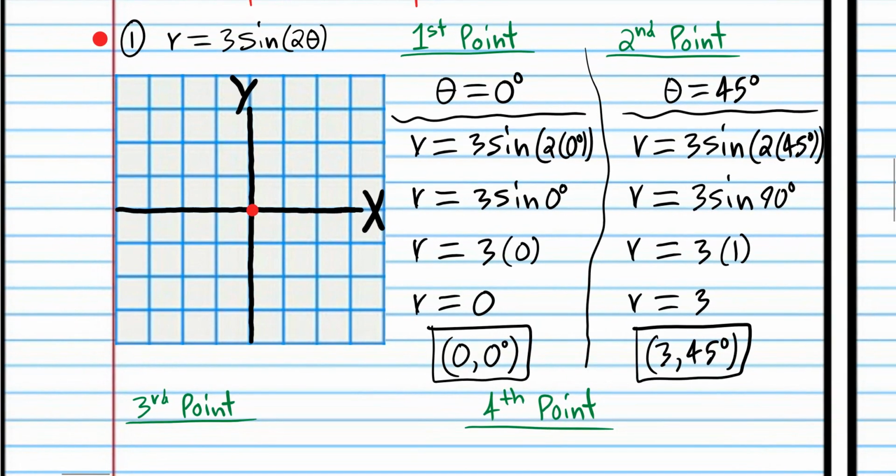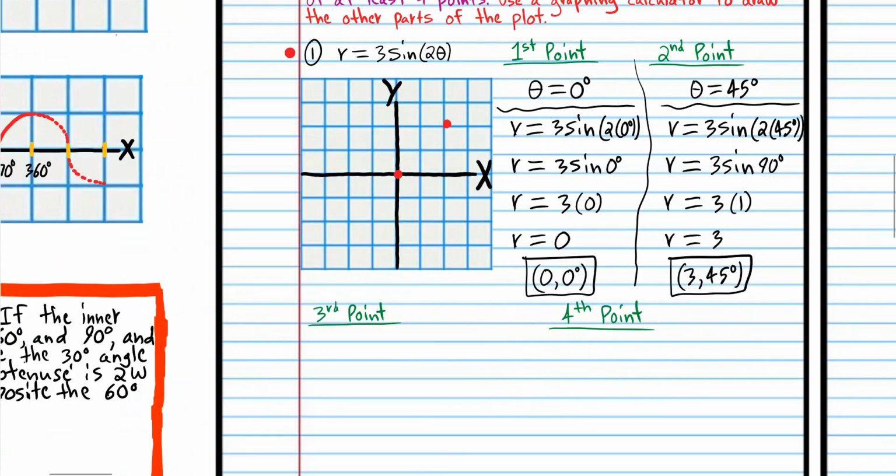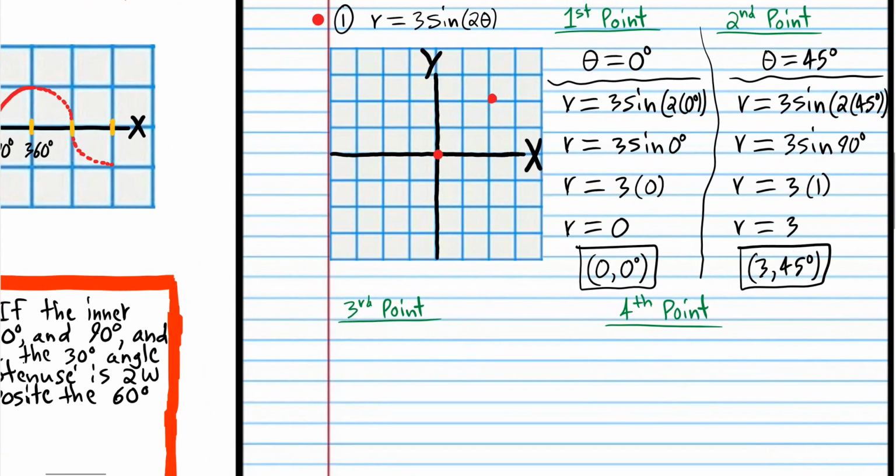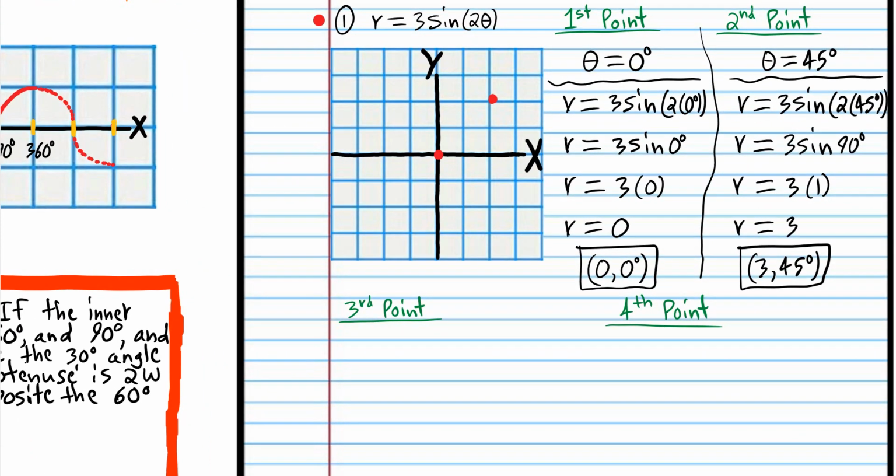So remember, in the previous class, we learned how to plot these points. So we're going to count 3 units to the right, and then we're going to rotate 45 degrees. So that's going to get us up to about there. It doesn't have to be perfect, but it's going to be somewhere around there. So that's 2 points. Now let's find 2 more, and we can use our calculator to help us graph this, and then we'll be done.